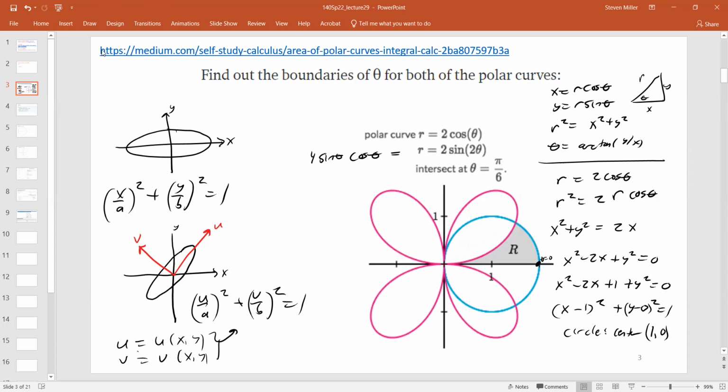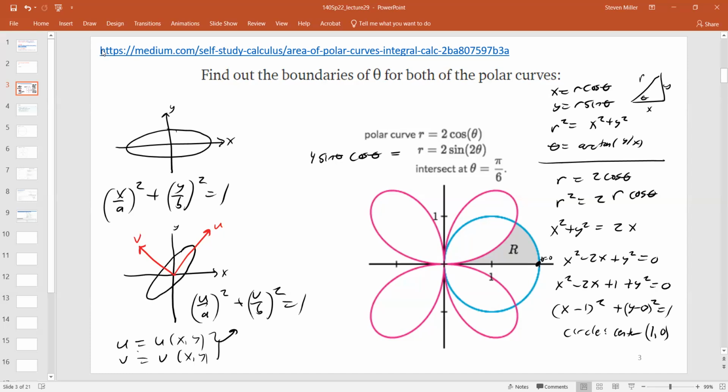Okay. Now the next one, 4 sine theta cosine theta equals r. I would multiply both sides by r, and I would get 4 sine theta r cosine theta is r cubed, and I would get this strange curve involving x's and y's. And it turns out it's much easier for a lot of these to plot them if I can write them in polar form.